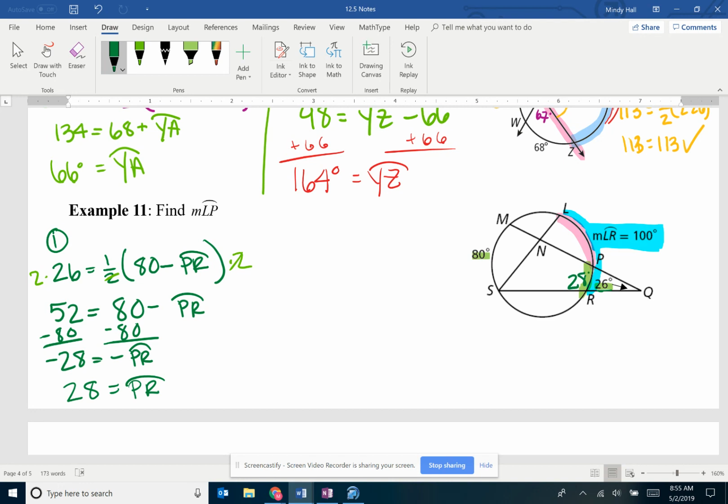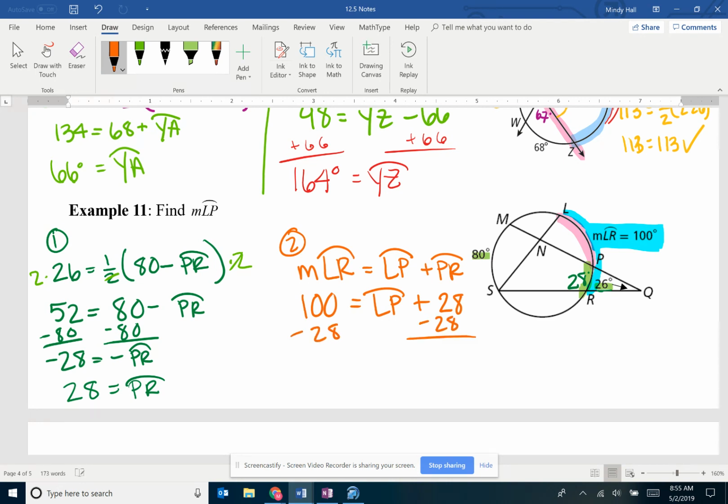So now that you know that that's 28 degrees, now we're on the uphill battle because the measure of LR, which is the big one, is going to be equal to LP, the one we're solving for, plus PR, the one we already know. So if we plug in what we know, LR is 100, LP is our unknown, and PR we just solved for is 28. So when you subtract 28, you get that LP is 72 degrees.